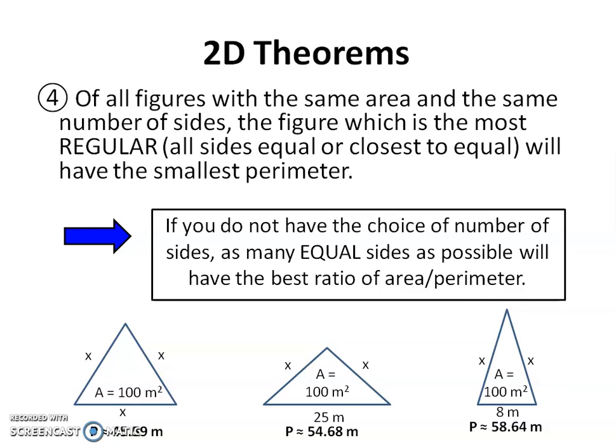So the big takeaway is that if you're dealing with two-dimensional shapes, if you have the choice of the number of sides, more sides is better. Circle is the best of all. And if you do not have the choice of number of sides, the most regular possible, meaning as many sides equal and as close to each other as possible, is the best.